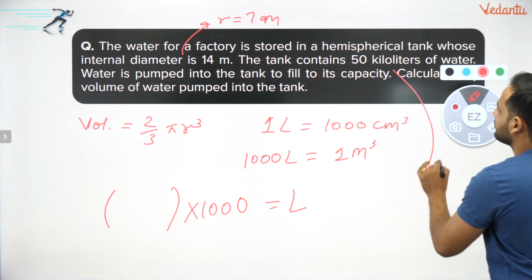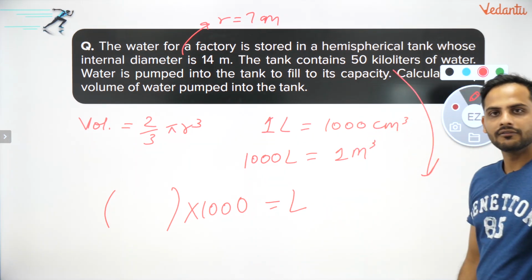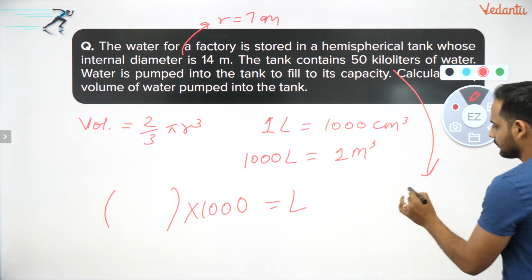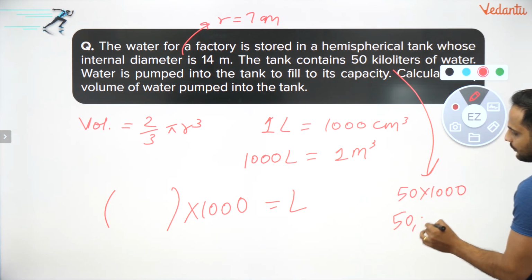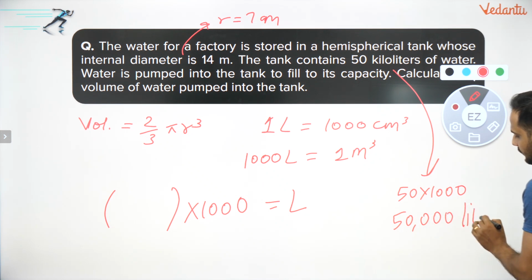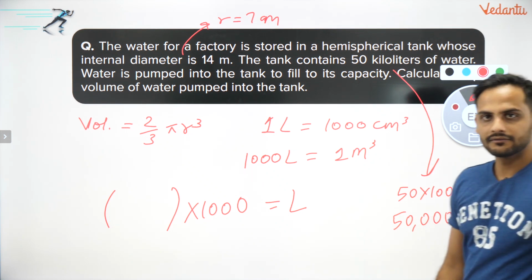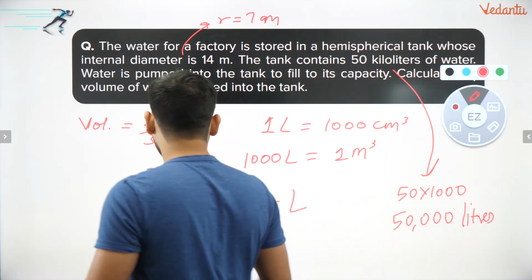This has already 50 kiloliters. Liter to kiloliter is what? 1000. So 50 into 1000, which means 50,000 liters water is already present there. How much will be required?